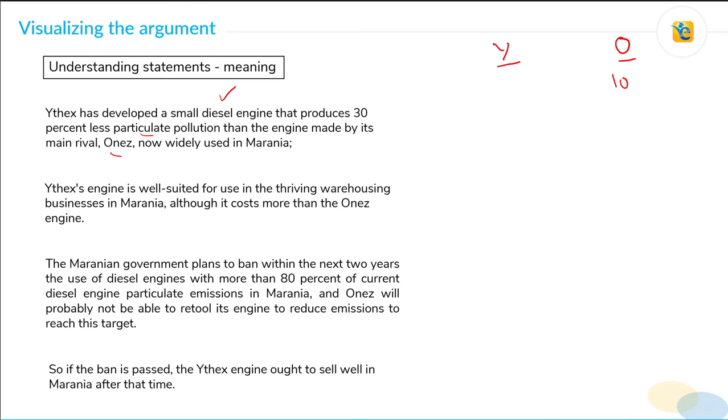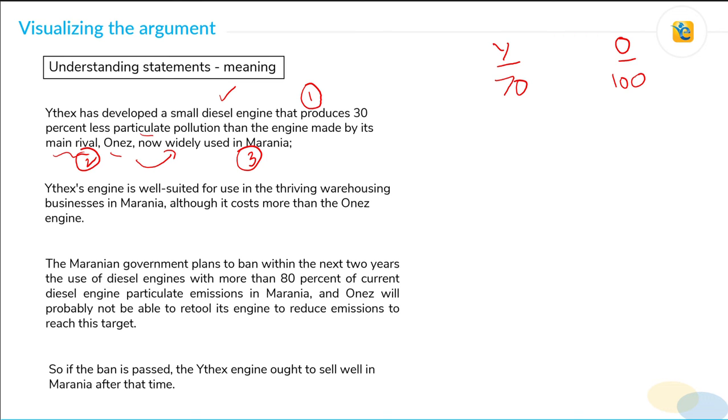So let's say the Once engine causes particulate pollution of 100 units. That means the Ythex engine should produce 70 units of pollution. It's 30% less. So far so good. So this is one data point that we extracted. What else do we know? We also know that Once is currently the main rival of Ythex. That's another point. It's just mentioned, you need to pay attention. And another important aspect, Once is currently widely used in Marania. So if you ask the question which is the most popular engine in Marania right now, it's probably Once, because it's the one that's most widely used. So that's another data point to unpack.